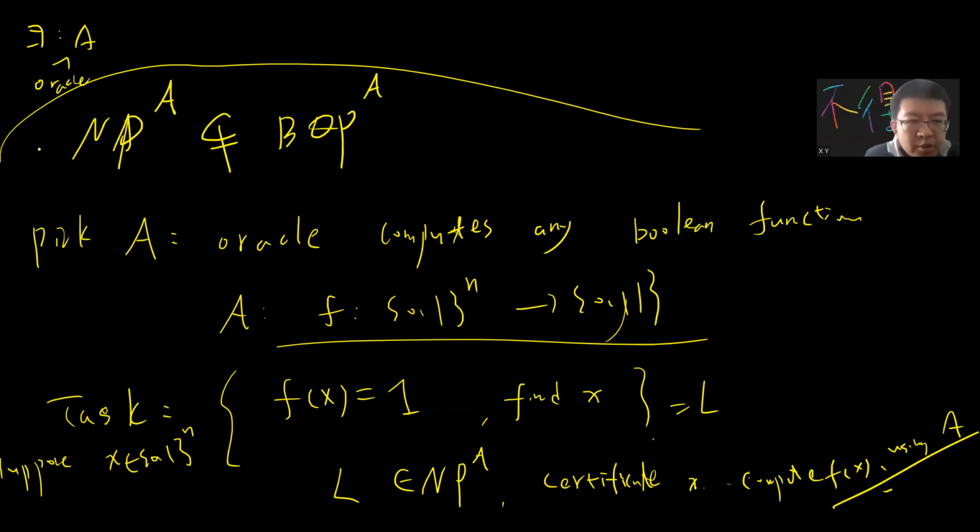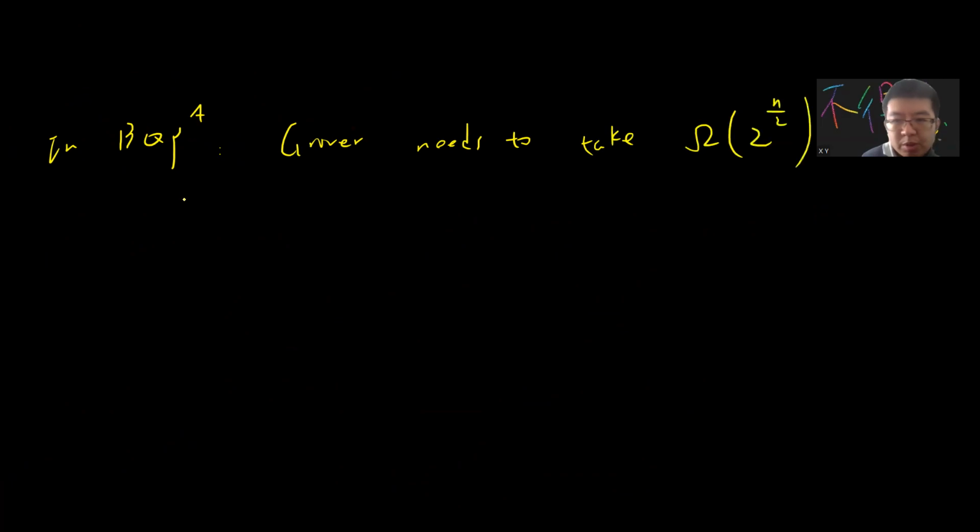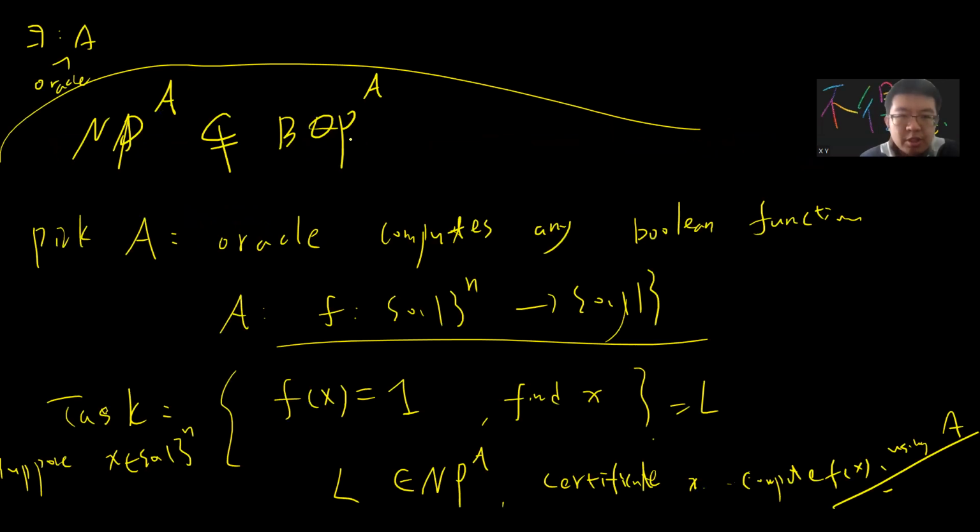But in BQP, if you want to solve this with a quantum computer, then by the optimality of Grover, it takes Omega of 2^n divided by 2 queries. So this is proof that in this task, if you want to find this X, you need Omega of 2^(n/2) queries, which is not in BQP. You can use the standard diagonalization technique to make this very rigorous.